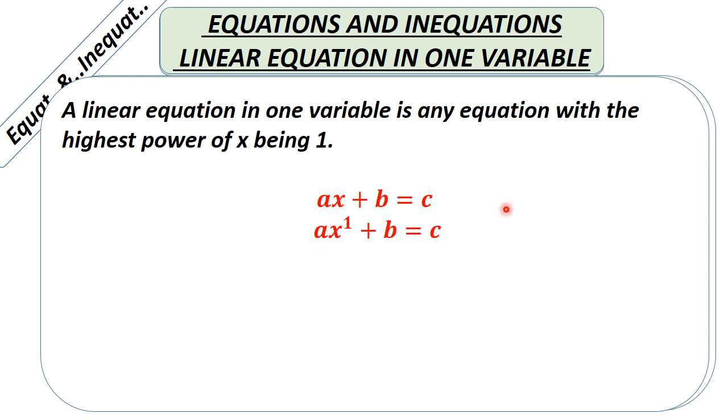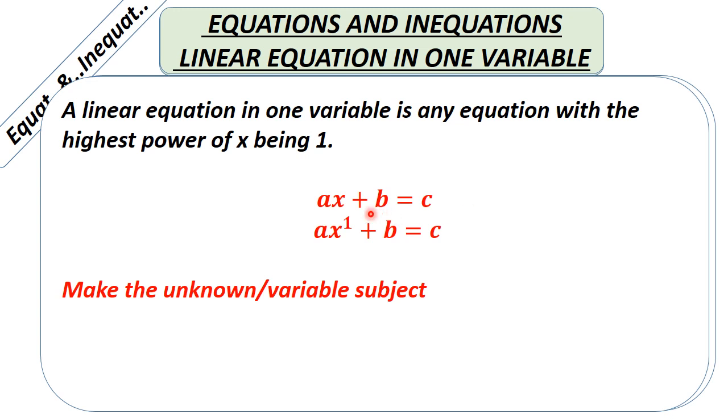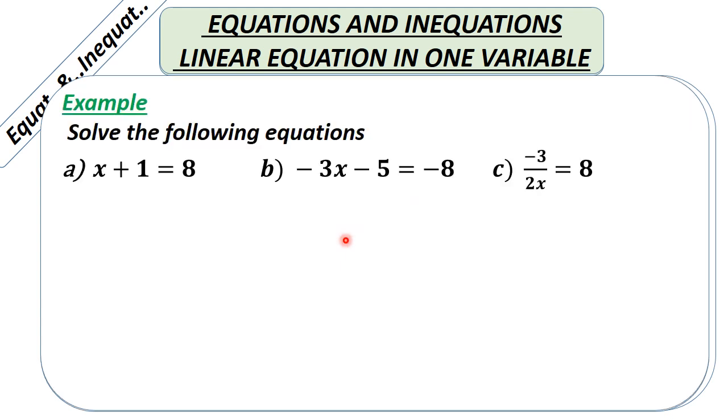And to solve a linear equation, we use what we learned on the subject of the formula. We make the unknown or variable the subject. So if we want to solve this equation, the variable x, there is usually one letter or one variable in the equation. So we make it the subject. Once you make it the subject, it means you have solved. So let's take a look at examples.